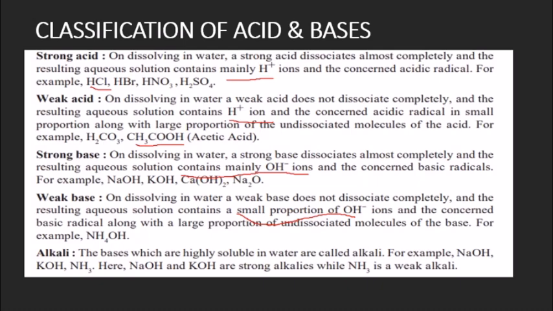Now there is also alkali. These are highly soluble in water, and that is why they are called alkali. Alkalis can be strong, and if they are weak, for example, NH3 is a weak alkali. So we also have strong alkalis and weak alkalis. If they are readily soluble in water, then they are called strong alkalis.